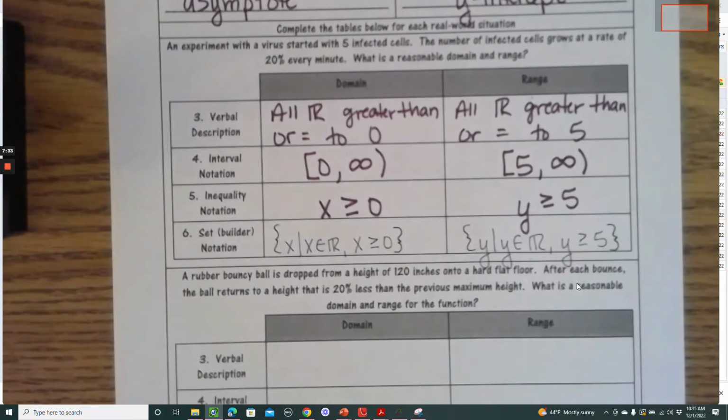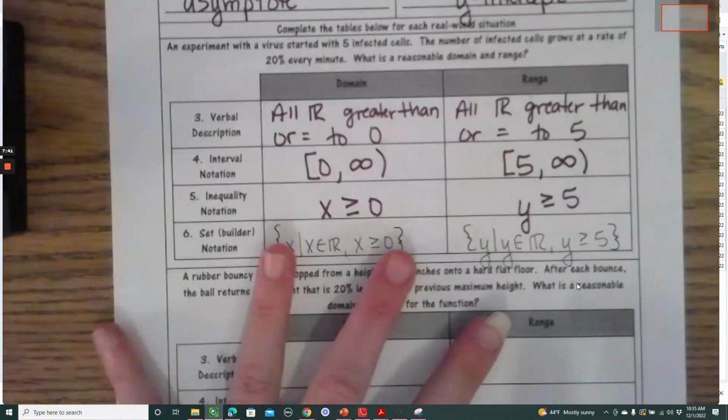I feel like it's getting easier for y'all because this is the fourth time we've done domain and range like this. Yeah. I just don't like verbals. Well, I normally help you with the verbals.